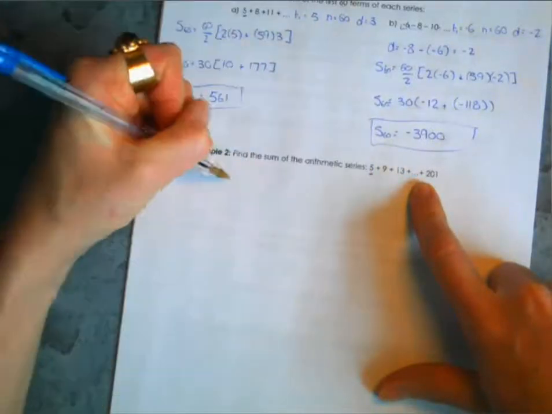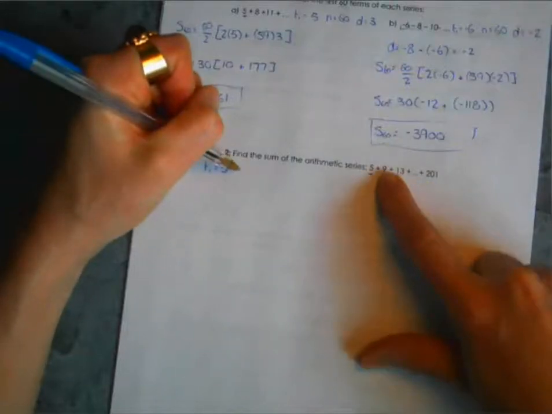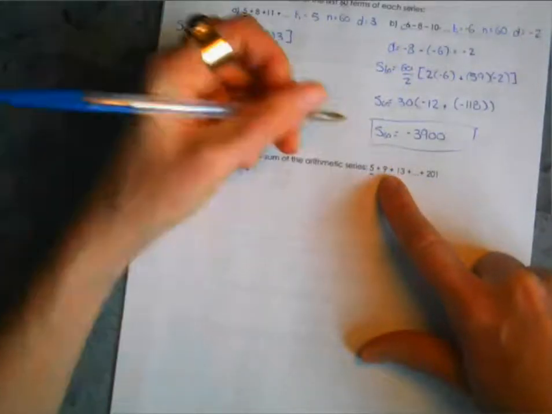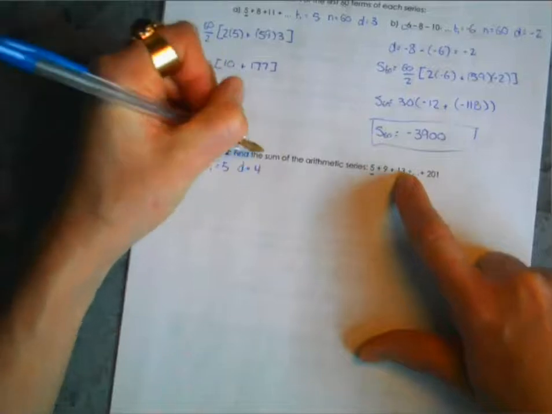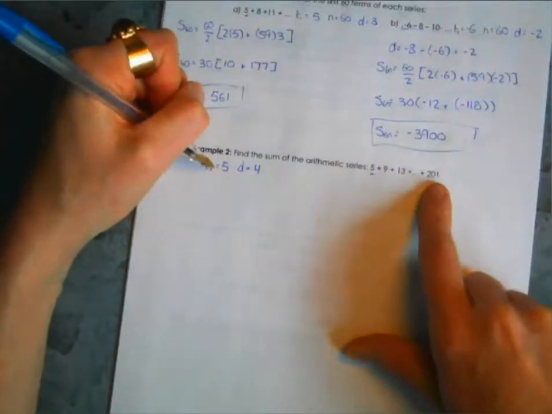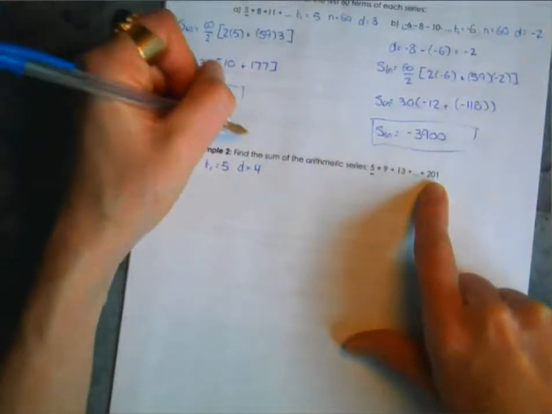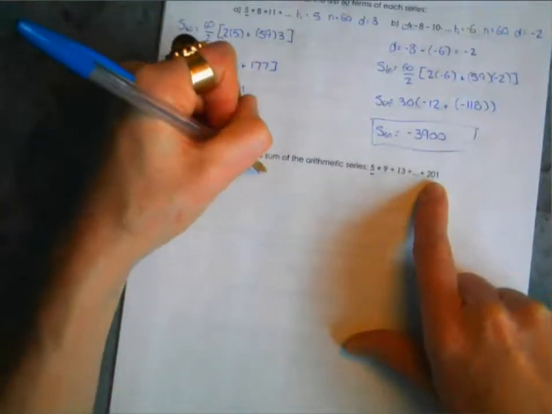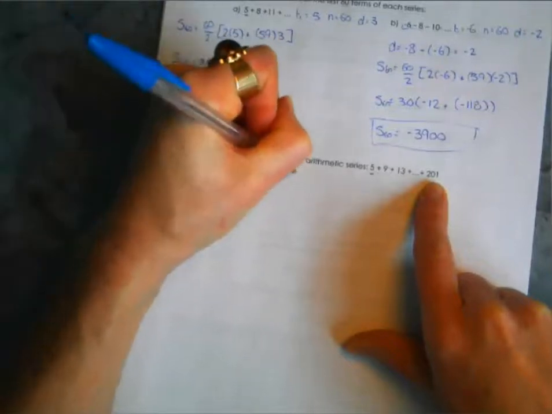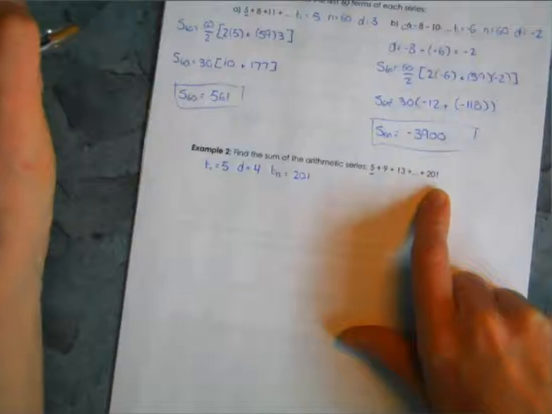We know we have T1, which is 5. We have consecutive terms, so we can solve for the difference. 9 minus 5 is 4, or 13 minus 9 is 4, whatever. What else do we have? Try and think about what variable that is. It's the last term in our series, and it's going to be Tn because we don't know which number it is, so we're going to call that 201. And that's pretty much everything.